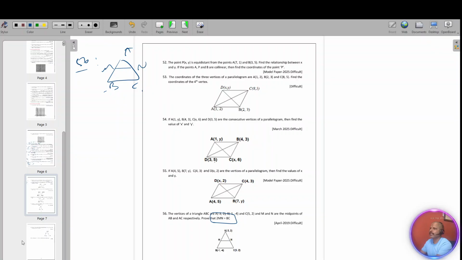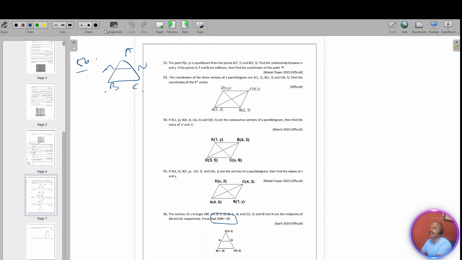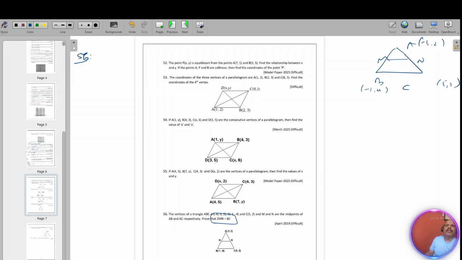Let me solve completely then. I think we are done, right? Yeah. We'll solve this complete question. 56th one. It's a very good question. 56. You draw the figure here clearly. Okay. Then draw the, what are the points given? M, N, A, B, C. Then assign the values there. A is minus 3 comma 2, B is minus 1 comma minus 4, C is 5 comma 2.